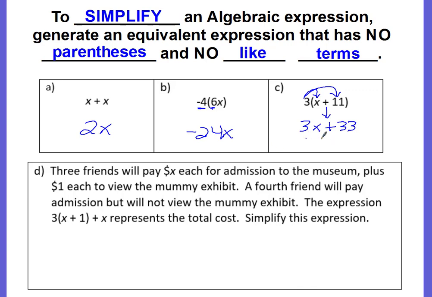Do we have any like terms that we can combine? Well, this term has an x. 33 does not. So no, they are not like terms. This is as much as we can do. 3x plus 33.